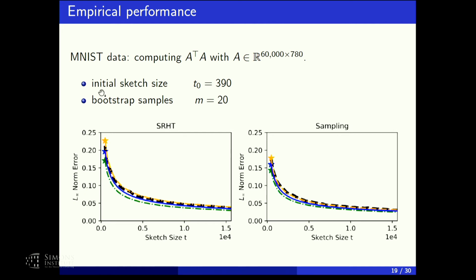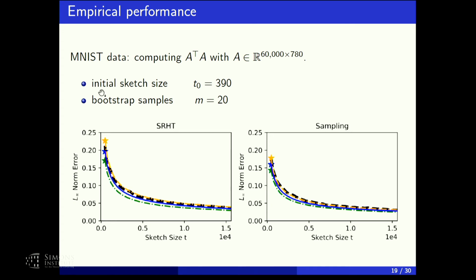My full matrix A has 60,000 rows and about 800 columns. I'm using an initial sketch size of 390. That was chosen just because it's half of d. So 390 is obviously a lot smaller than the full number of rows, 60,000. So that shows you that you can really start out with quite crude sketches. The number of Bootstrap samples, as I mentioned earlier, I'm going to take to be 20. So really what's going on is I take two really small sketches. I apply the Bootstrap. All right?